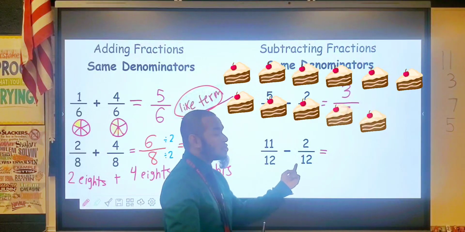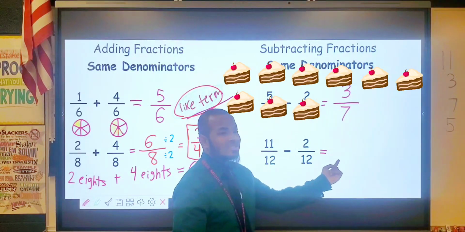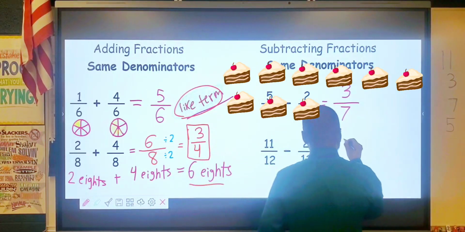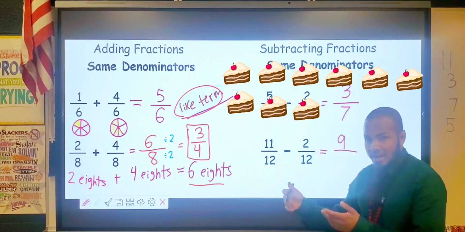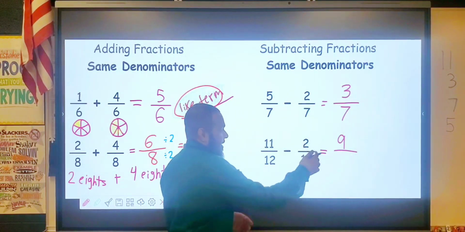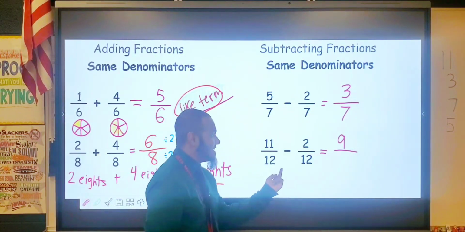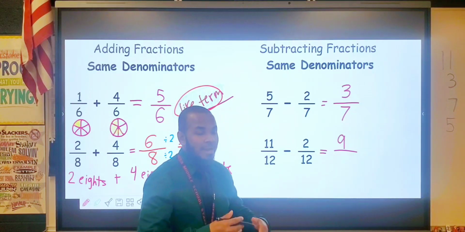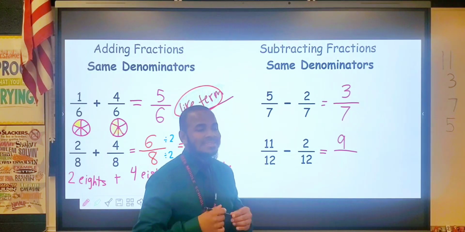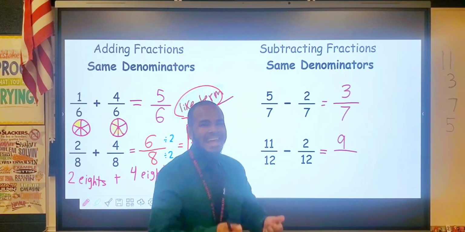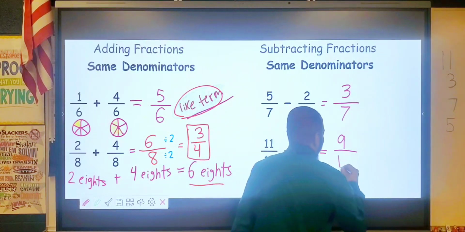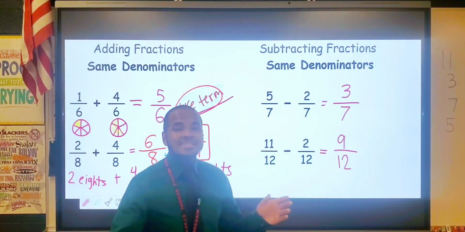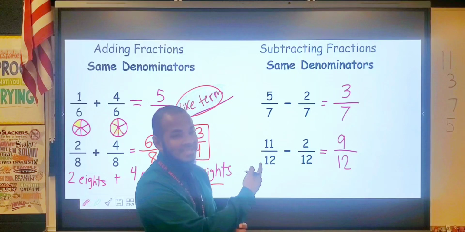11/12 minus 2/12 equals 9/12. Again, where'd I get 9 from? I just subtracted, right? 11 minus 2 gives me 9, and then the denominator, I'm not doing anything with that because the denominator helps me name my fraction. And so 9/12. Now that is not the final answer because you can actually simplify that.